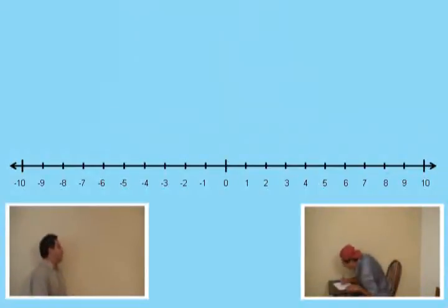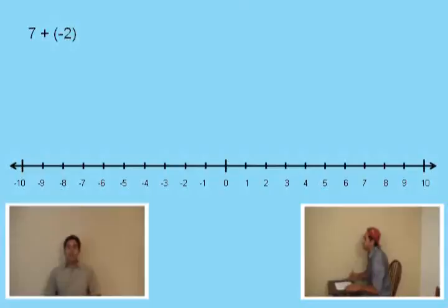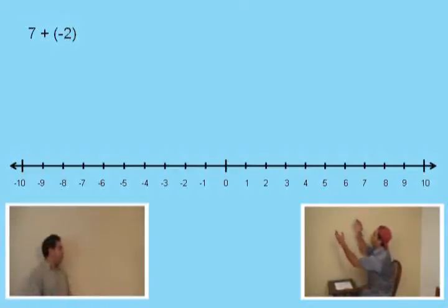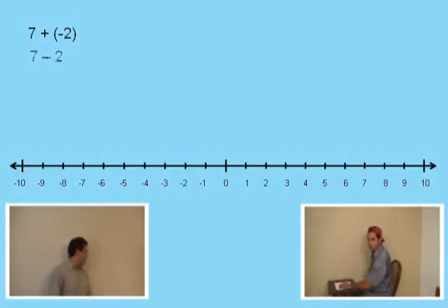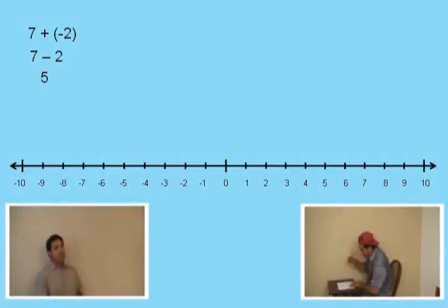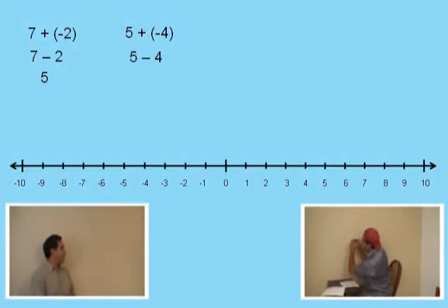So now we'll review some problems. Let's do 7 plus a negative 2. Charlie, go! 7 subtract 2, and 7 subtract 2 is 5. Very good, Charlie. Let's do another one. 5 plus negative 4 is 5 subtract 4, which is 1. Very good, Charlie.